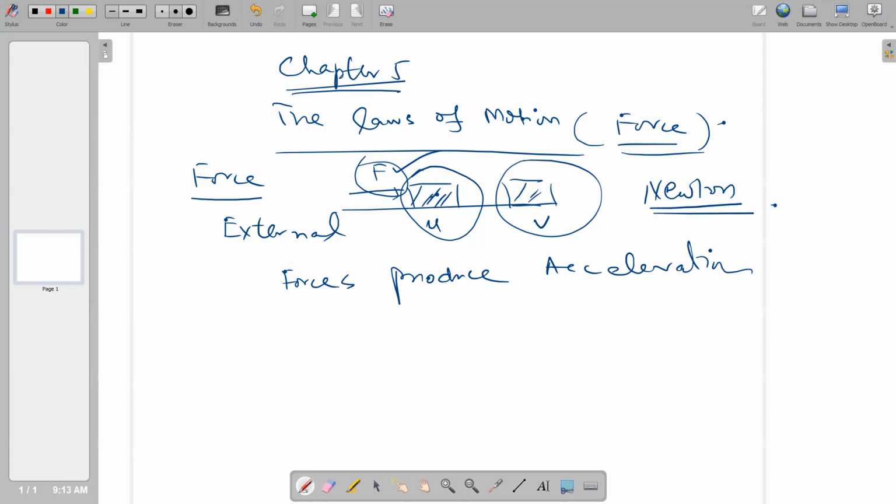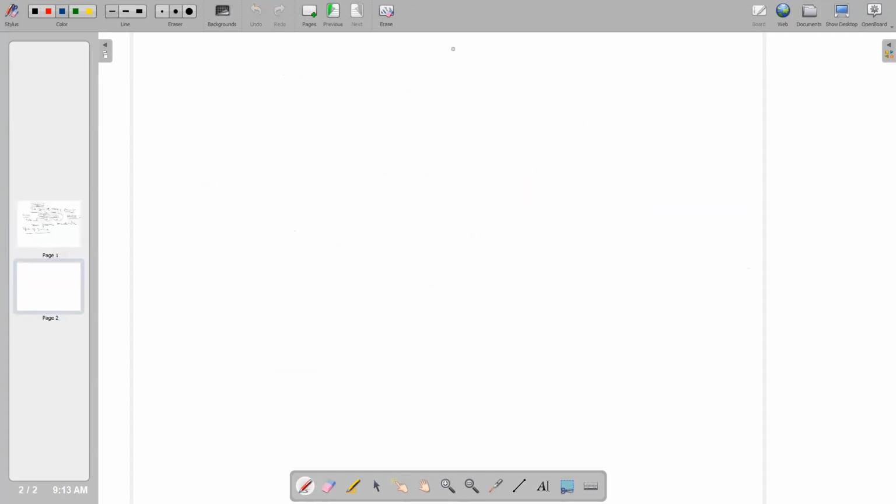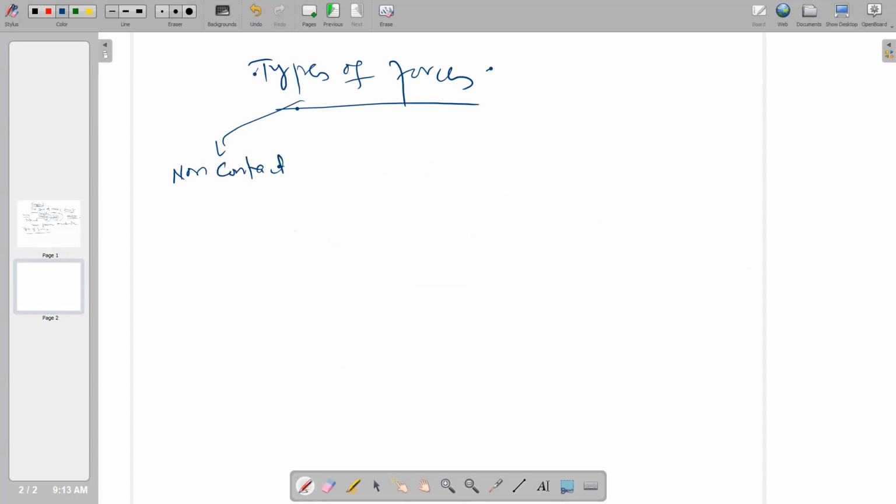But here I want to discuss with you the types of forces. I will write in the next slide. So in types of forces, we have some non-contact forces. Non-contact forces mean they have no contact, but they exert force. And what are the non-contact forces? Like gravitational force. Gravitational force is a non-contact force.